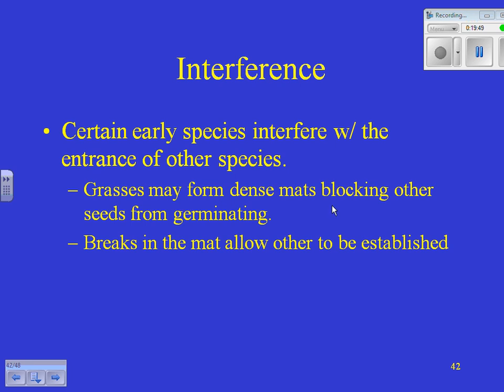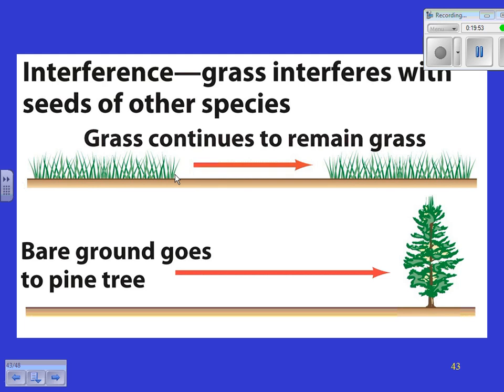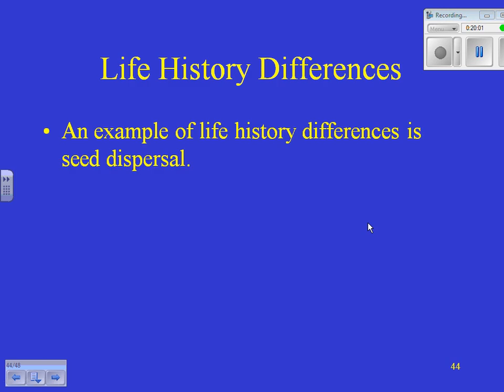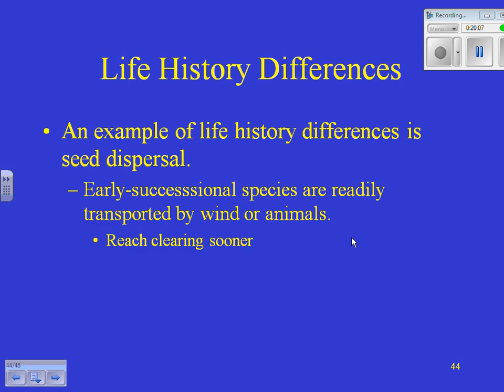Interference, again, certain early species interfere with the entrance of others. So grasses may form dense mats blocking other seeds from actually germinating. They break that mat. The breaks in the mat allow others to be established. So we have grass that might interfere with the pine trees to sprout and grow and develop.